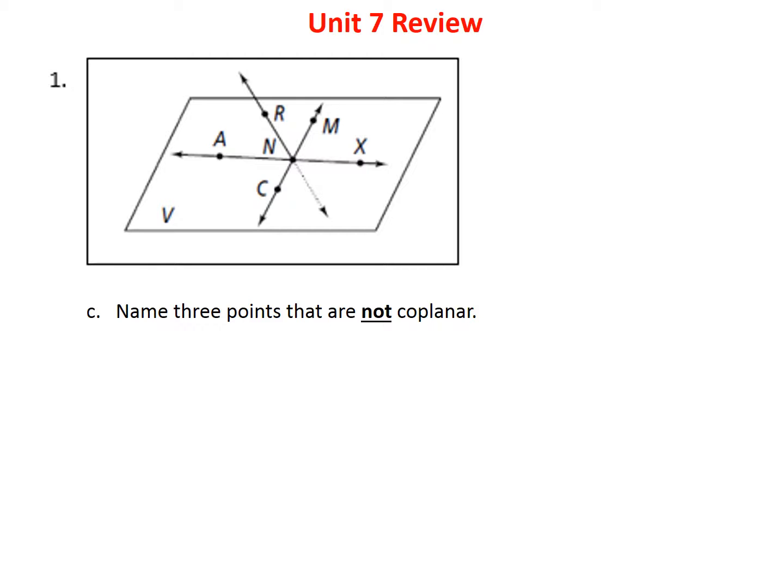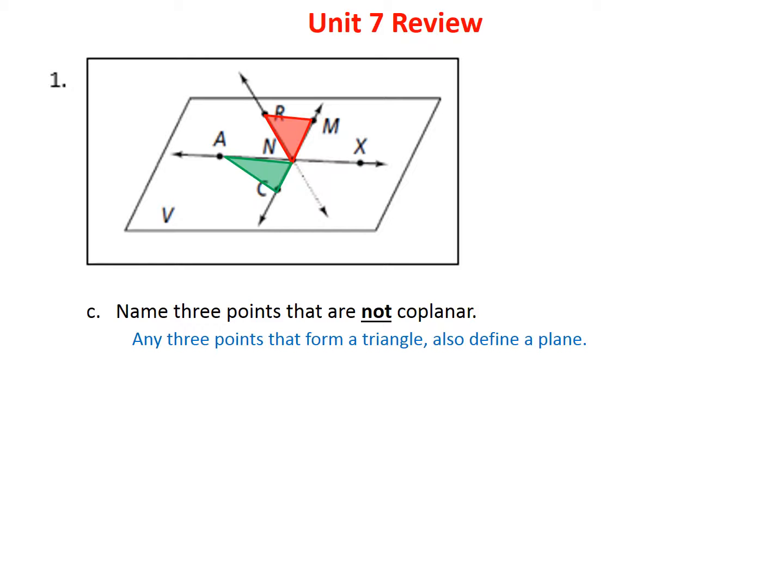1c is an unusual problem. It asks us to name 3 points that are not coplanar. Notice that any 3 points that form a triangle by necessity define a plane, so they're in that plane. So like R, N, and M, that's a plane kind of like a sail sticking out of the top of the plane V, but it forms its own plane. And of course any 3 in plane V, A and C, they're all in the plane V.